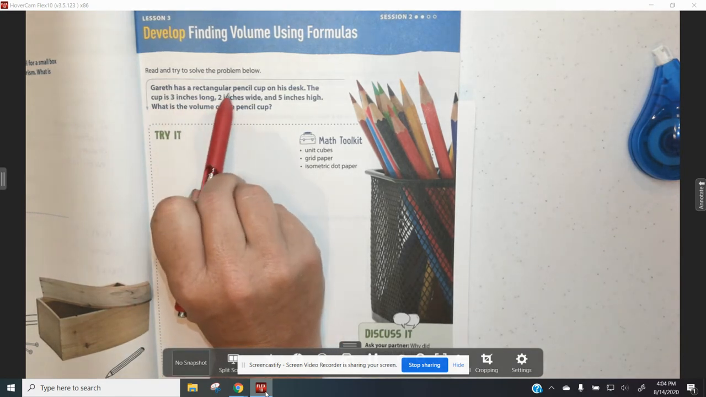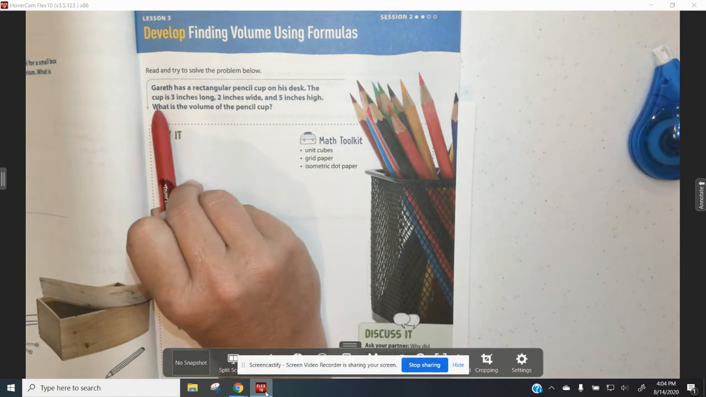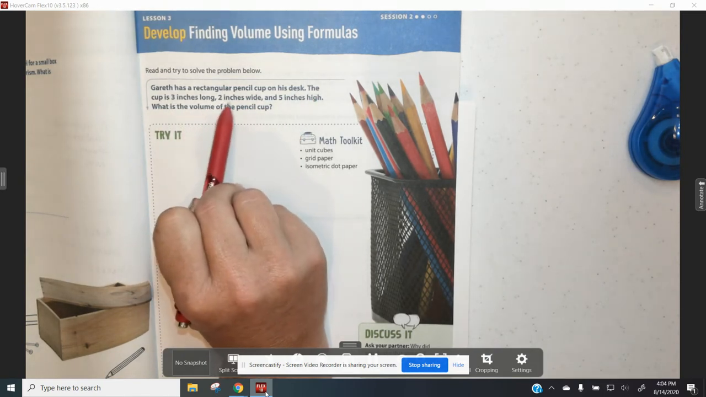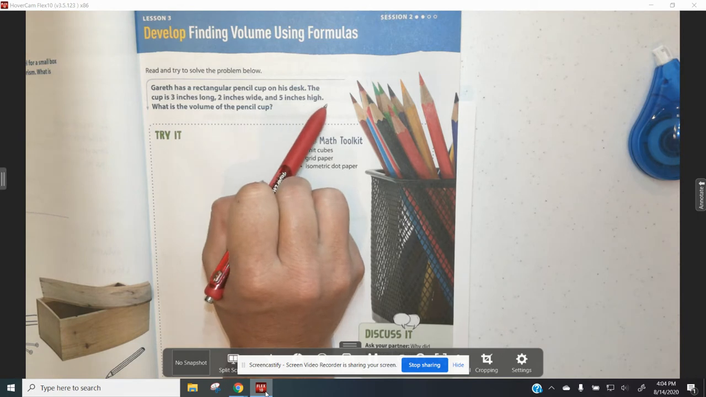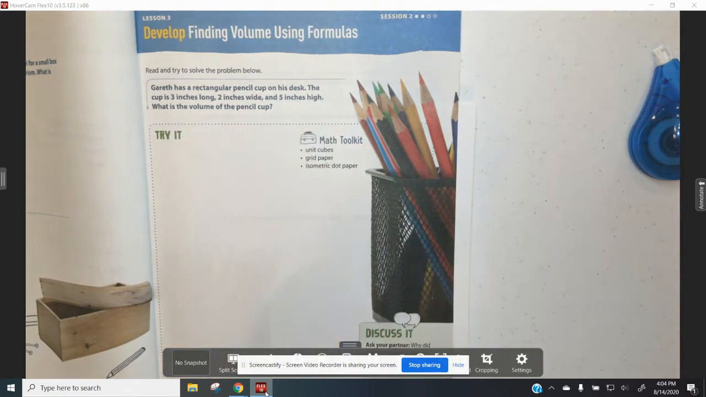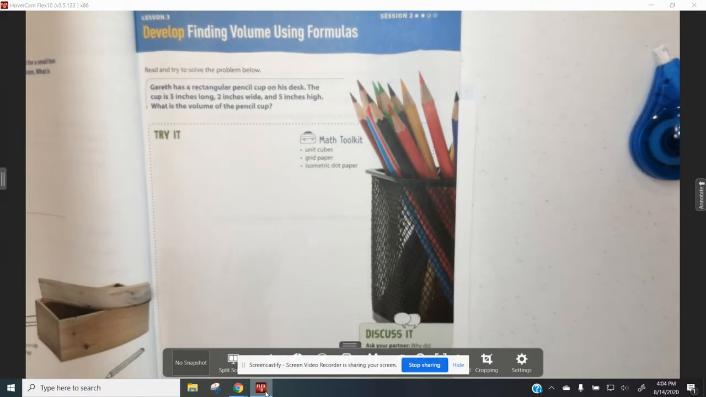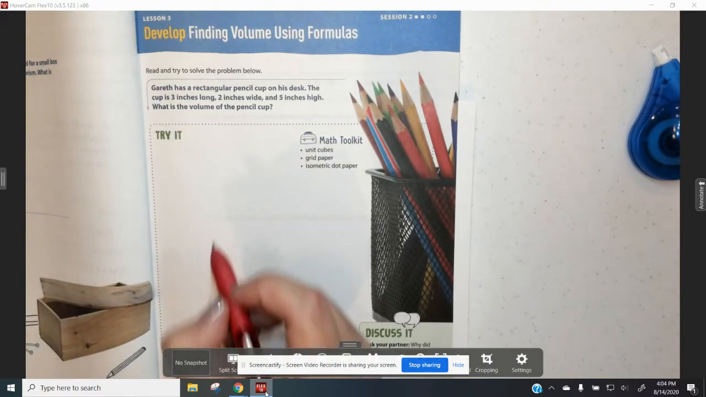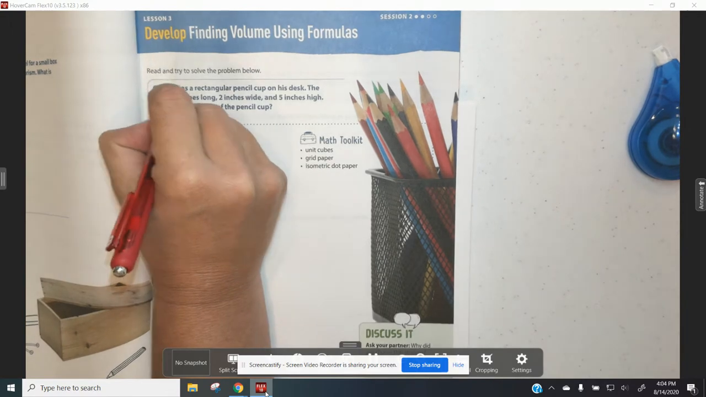Gareth has a rectangular pencil cup on his desk. The cup is 3 inches long, 2 inches wide, and 5 inches high. What is the volume of the pencil cup? So, first of all, what is this problem talking about? It's talking about Gareth's pencil cup.